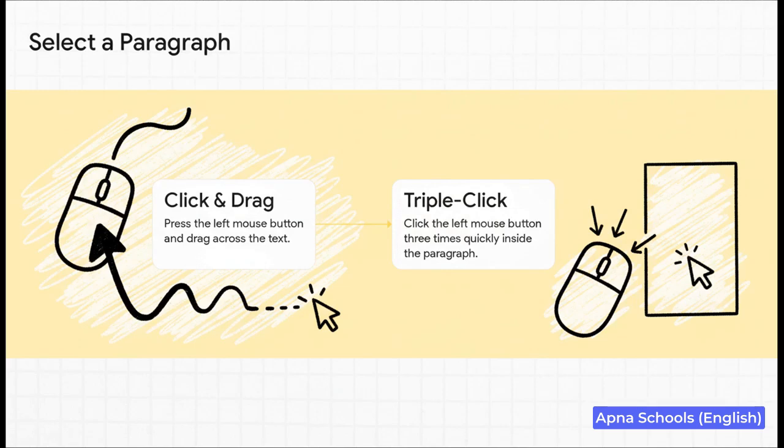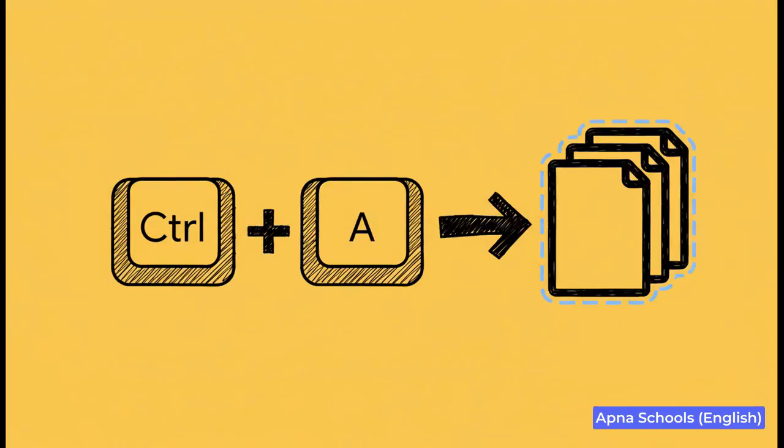To select a whole paragraph in a split second, just move your mouse anywhere inside it and click 3 times really fast. Bam, the whole thing is highlighted. But what if you need to grab, I don't know, the entire document? Maybe you want to change the font on all 20 pages at once. You're not going to sit there dragging your mouse forever. Instead, just hold down the Control key and tap the letter A. A for all. Control plus A selects everything. It's a massive time saver.